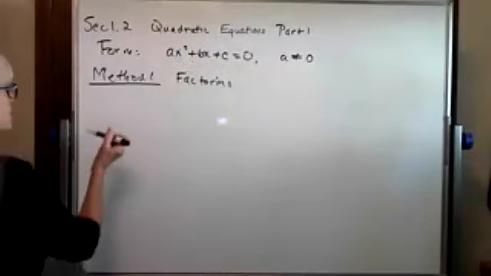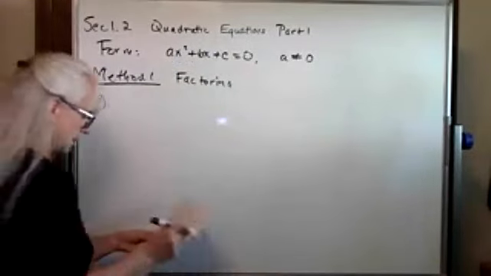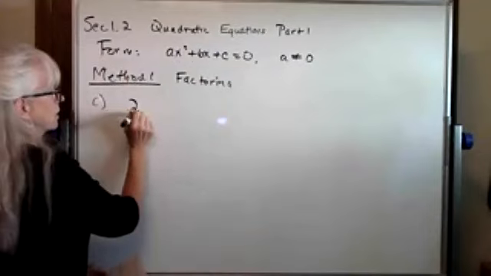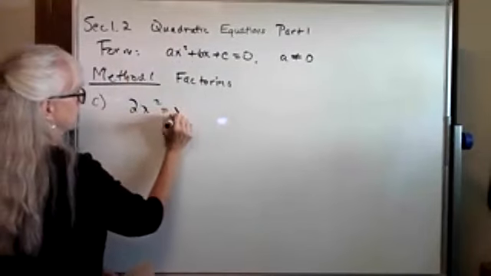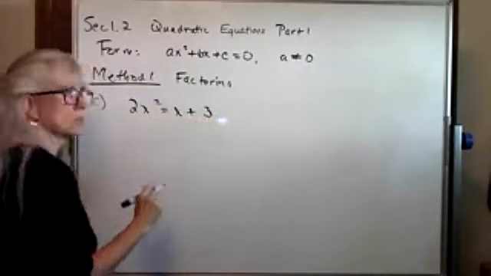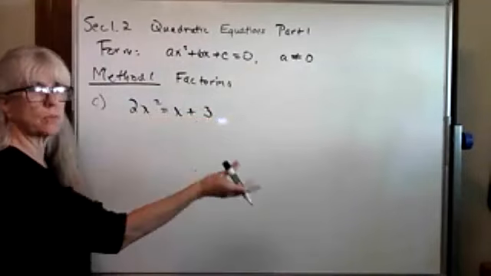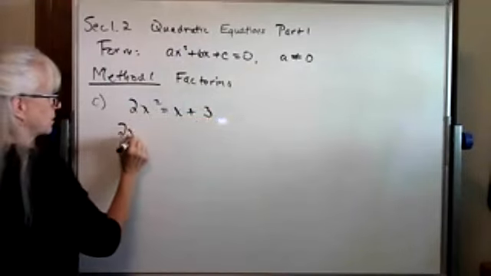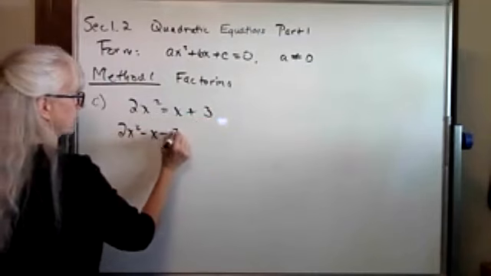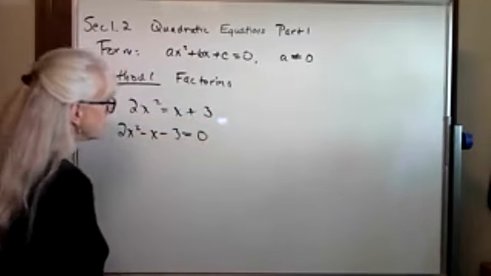Example C, on example 1, says 2x squared is equal to x plus 3. So same issue, it's not in standard form. Our first step is to move everything over. So that'll give me 2x squared minus x minus 3 is equal to 0.